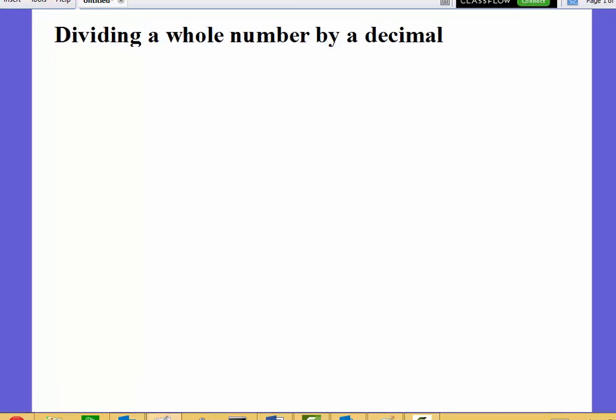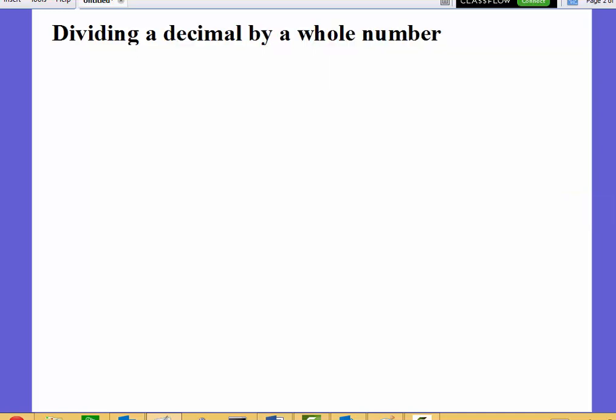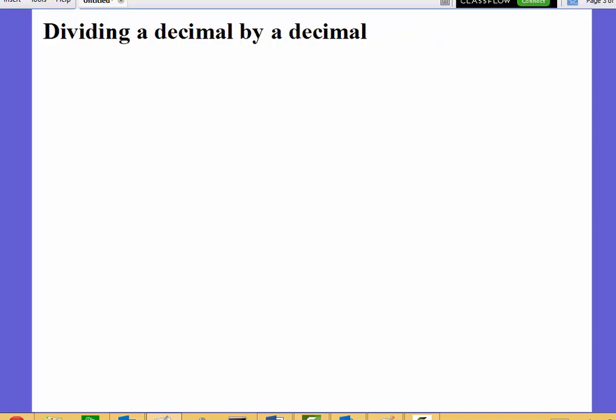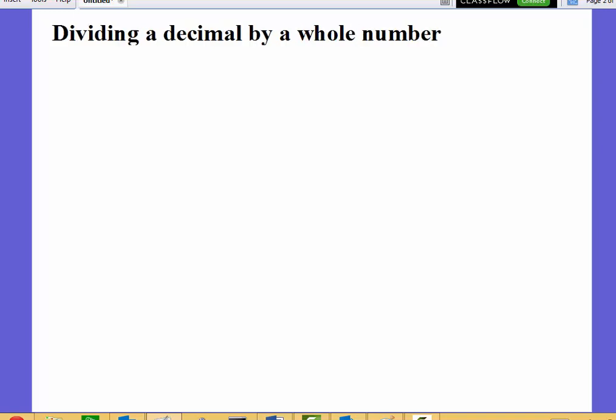So today you're going to be working on dividing with decimals. There's three types of division with decimals. First one we'll go over is dividing a whole number by a decimal. Second one is dividing a decimal by a whole number. And our last one is when we divide a decimal by a decimal.